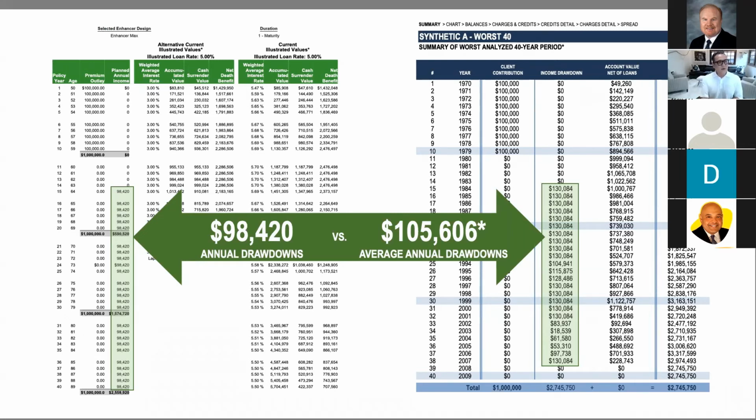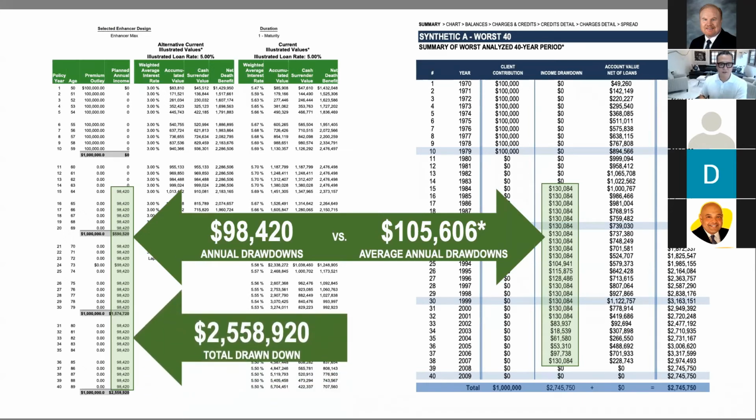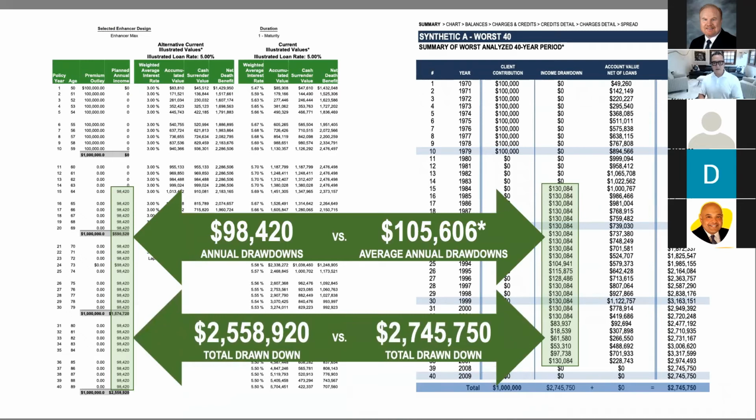But I thought this was really compelling here because, again, the worst 40-year period, you're still able to draw down considerably more total income than you are in the carrier illustration. How much more? About 200 grand more. Quite a bit of difference. And again, this is the worst 40-year period, right?